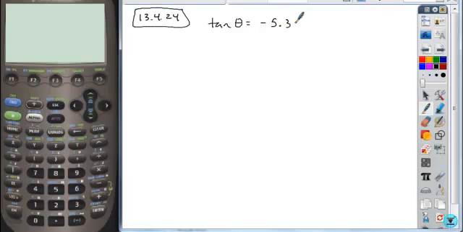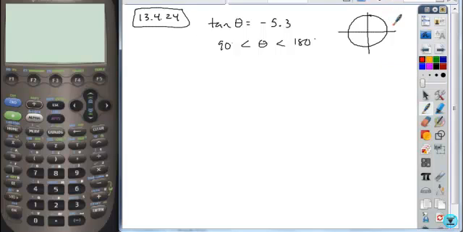All right, so in problem 24, it says that you want to find the angle whose tangent ratio is negative 5.3, and it's going to lie in the quadrant between 90 and 180 degrees. Which quadrant is that? This is quadrant 2, right?